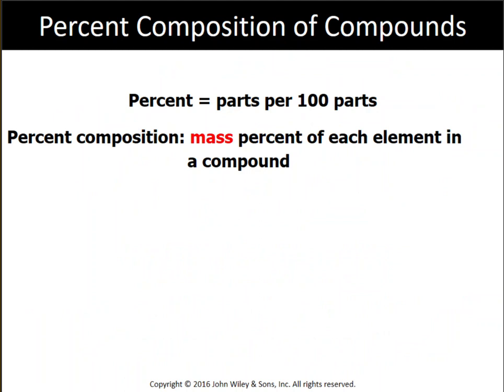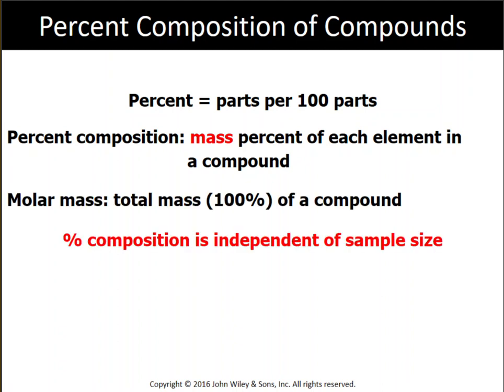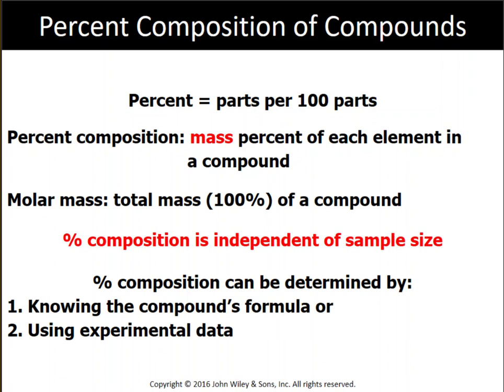compound. So when we look at a percent composition, we're basically looking at mass percent of each element in a compound. So what is a mass percent of each element? That's the mass of each element divided by molar mass of the compound. So mass percent in general is mass part over the total mass. Now, if you're looking at a mass percent of a known compound with a known chemical formula, you look at the mass of each element over the molar mass of the compound.